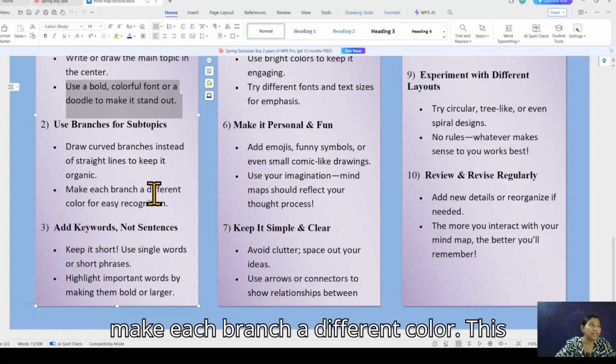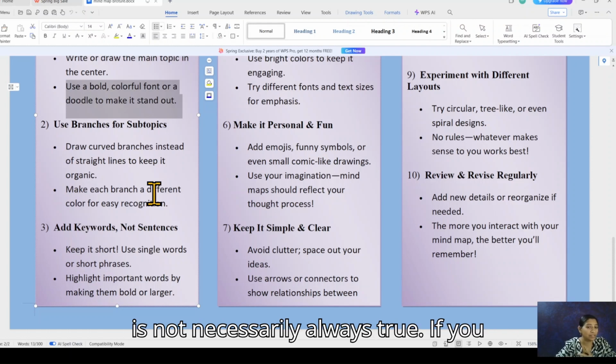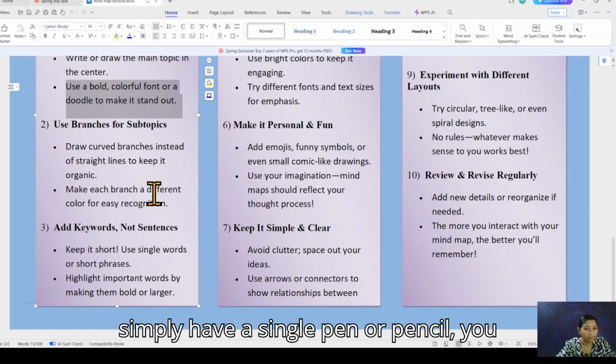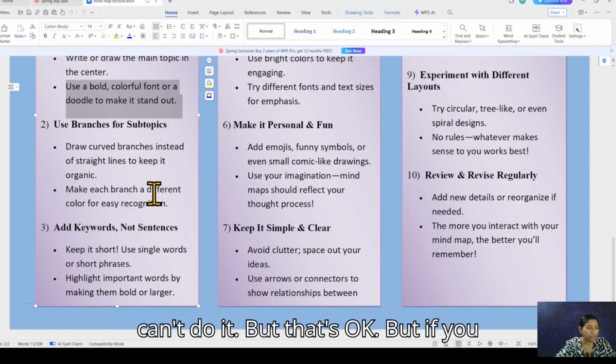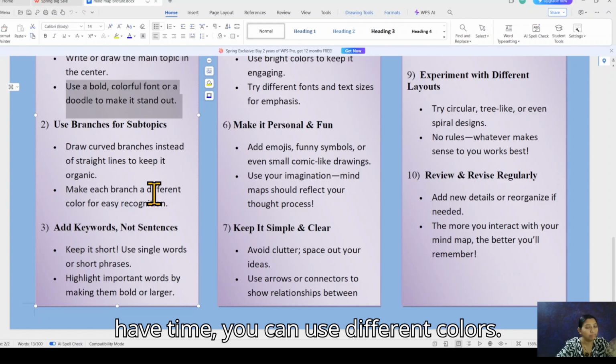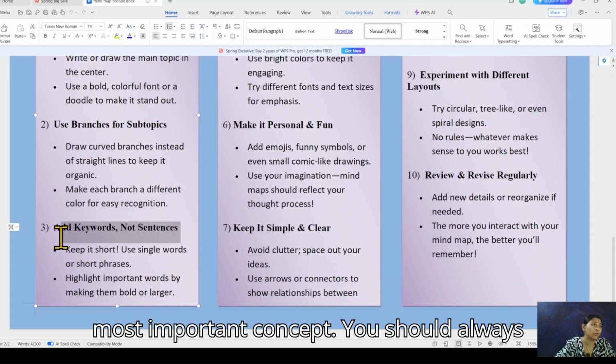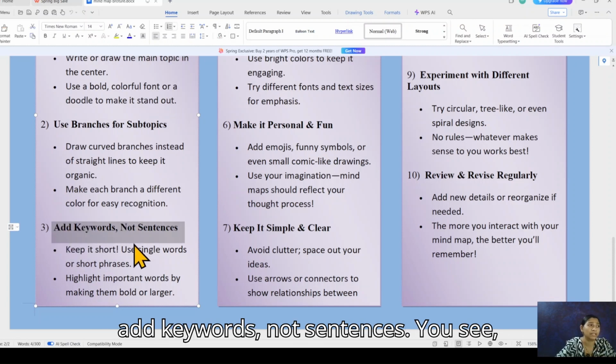And make each branch a different color. This is not necessarily always true. If you have time, use a different color. If you simply have a single pen or pencil, you can't do it, but that's okay. But if you have time, you can use different colors. Add keywords, not sentences. This is the most important concept. You should always add keywords, not sentences.